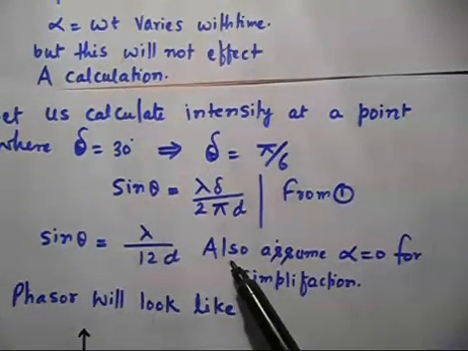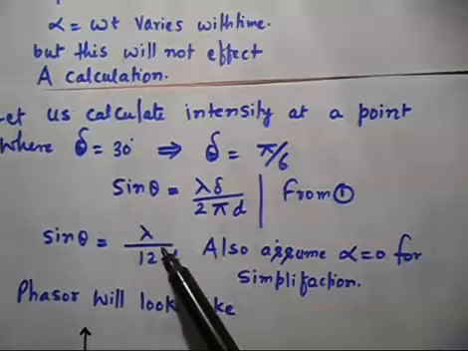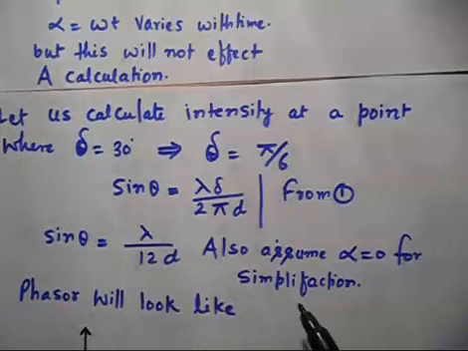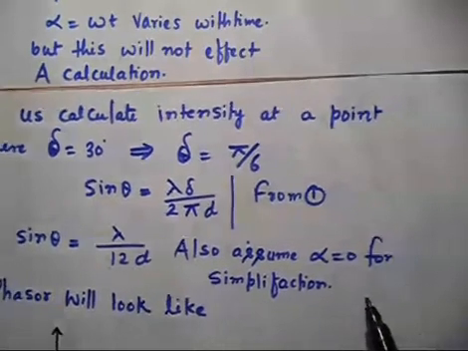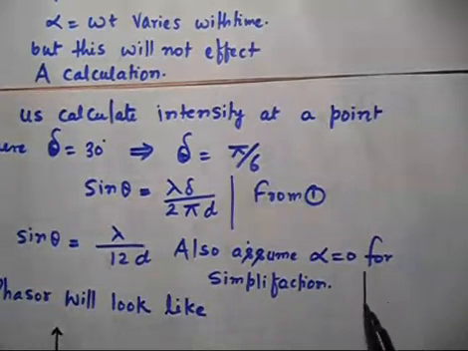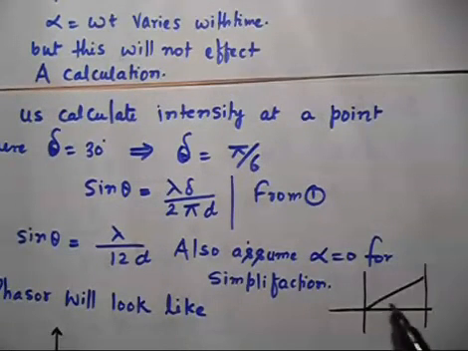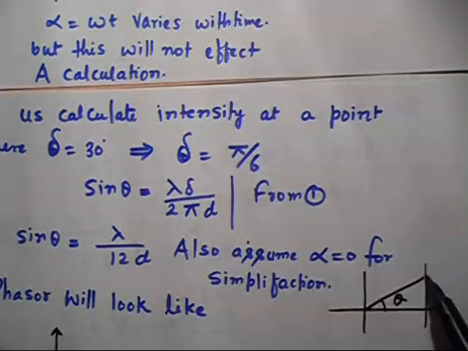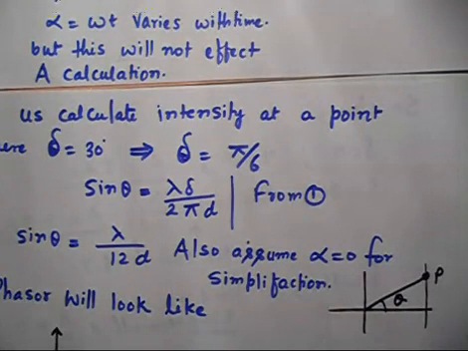So this is the point. This is a point on a screen where sin theta is lambda by 12d. So sin theta is, this is the point I am talking about. I am interested to find the intensity at this point. What is the intensity? I have taken a general point, but at this point theta is equal to delta is equal to 30 degree.